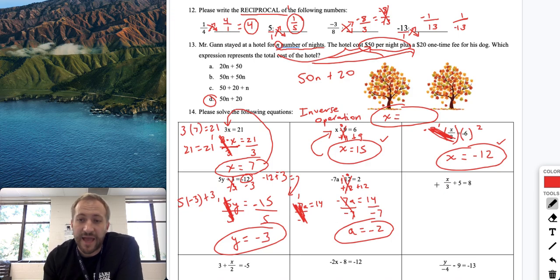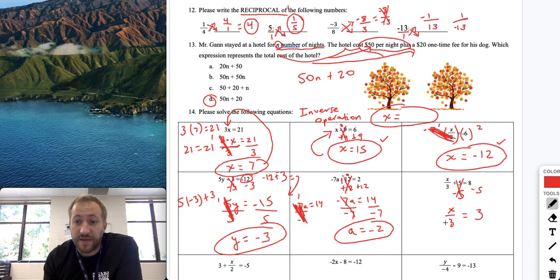Let's look at this one. x over 3 plus 5 equals 8. So first step, eliminate the constant. This plus 5, I'm going to eliminate by subtracting 5. Subtract 5 over here. Now I'm left with x divided by 3 equals 3, because this is just 8 minus 5.